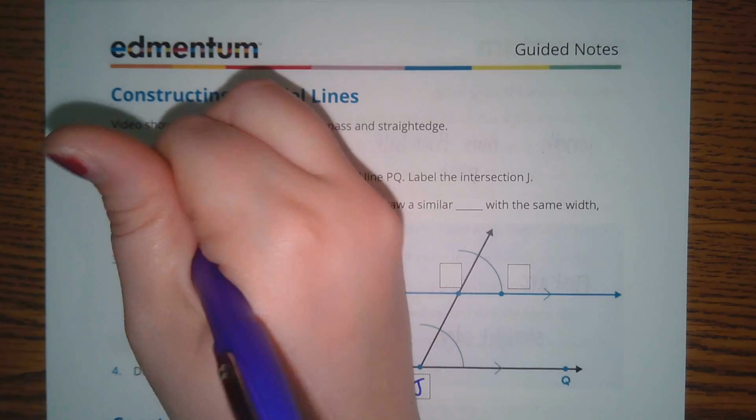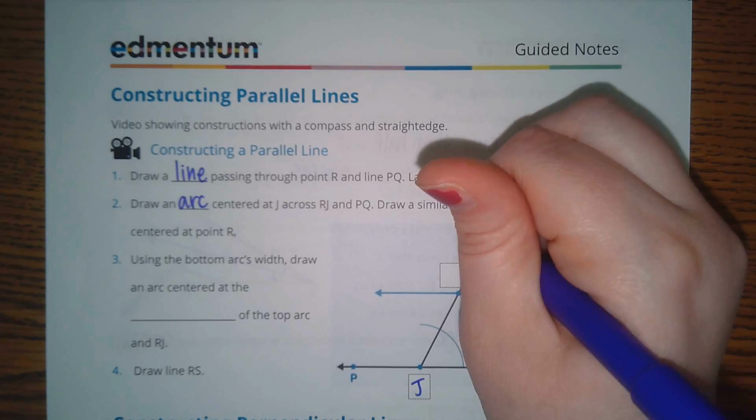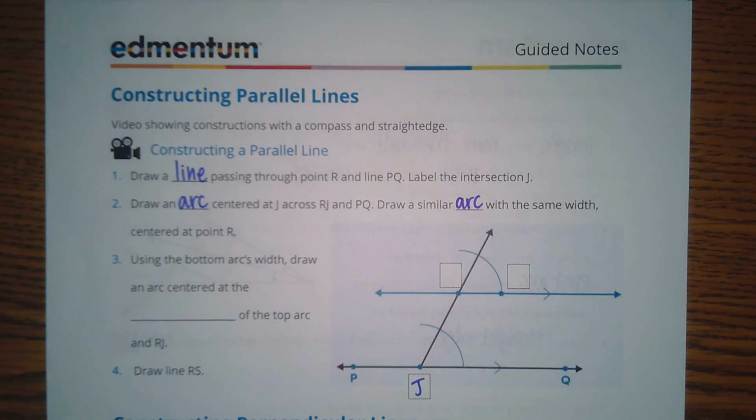Now we're going to draw an arc centered at J and across RJ and PQ. And we're going to draw a similar arc with the same width, and we're going to center that at point R.